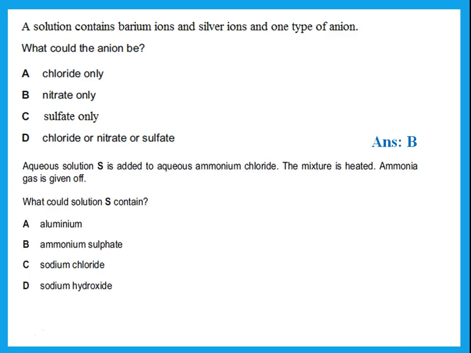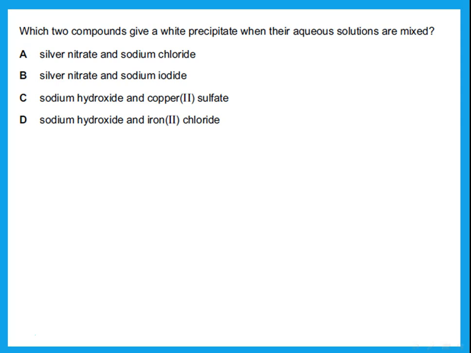Okay? Aqueous solution S is added to aqueous ammonium chloride. The mixture is heated and I got ammonia. So what do I add to ammonium to get ammonia? Remember that. What we use to test for aqueous ammonia, our ammonium ion, is a base like sodium hydroxide. Okay? Which two compounds give a white precipitate when their aqueous solutions are mixed? Looking there, silver nitrate and sodium chloride immediately come up as a correct answer.